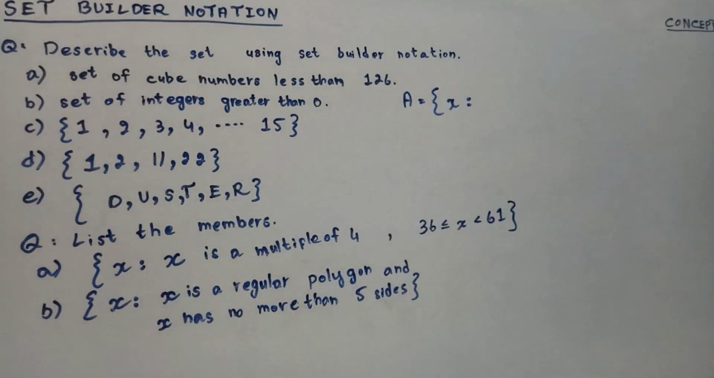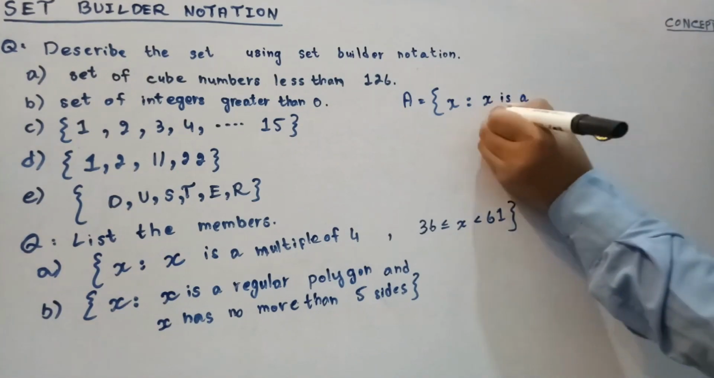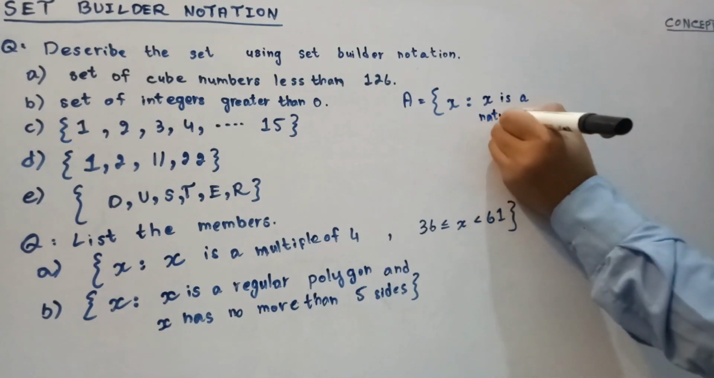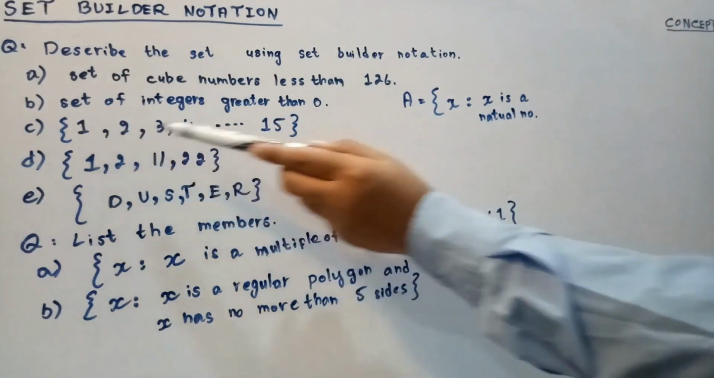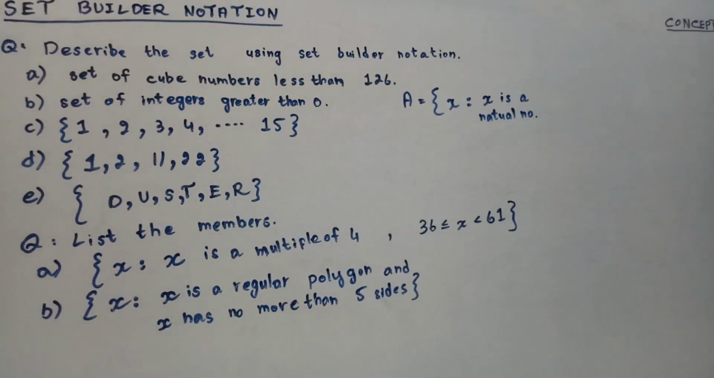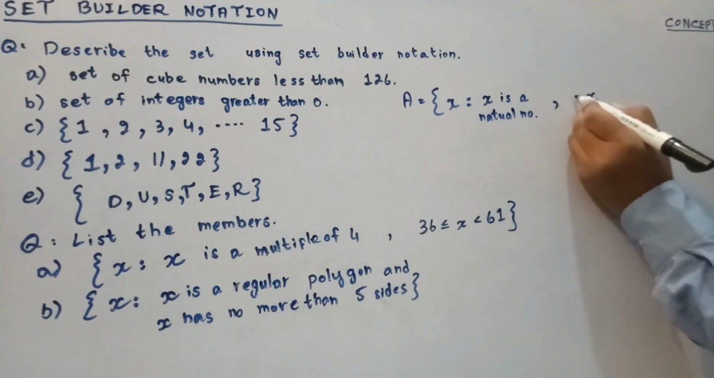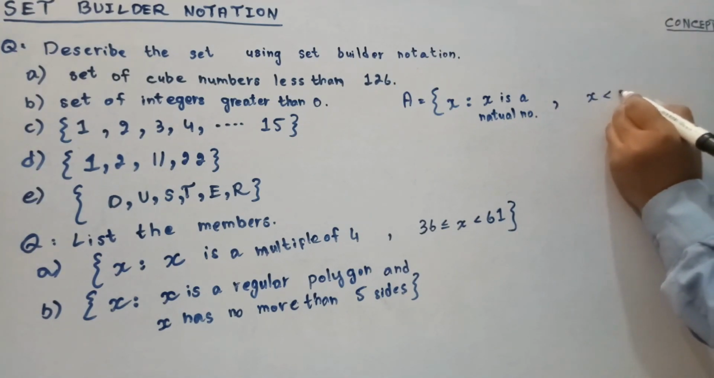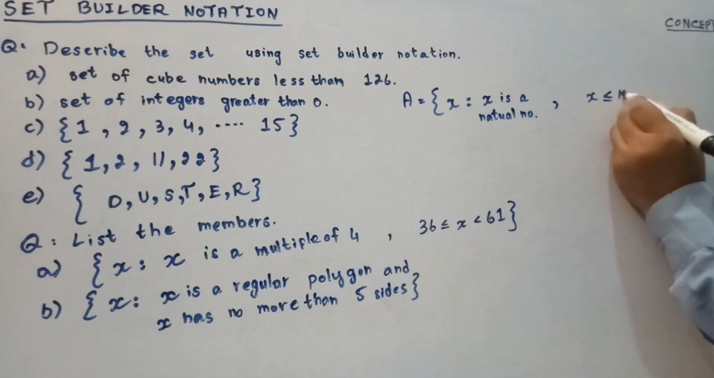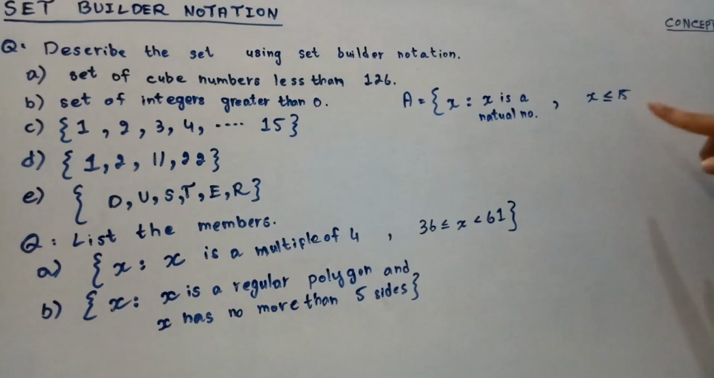Elements are X such that X is a natural number. You can see these are actually starting from 1 to 25. I can say X are the elements, and the elements are natural numbers, but here the elements should be less than or equal to 15. We can say the elements should be less than 15 or equal to 15.